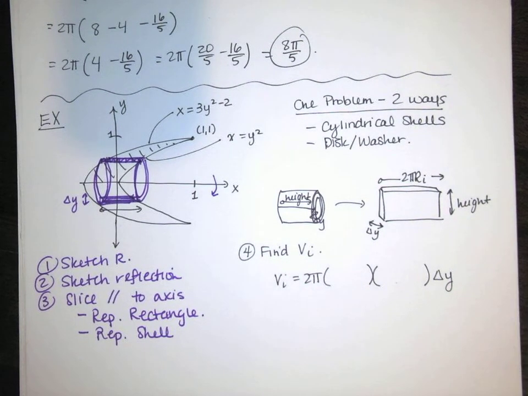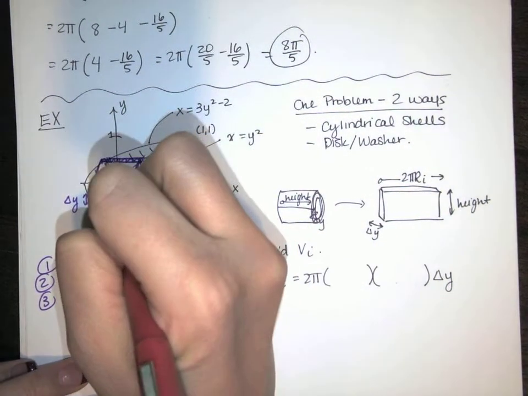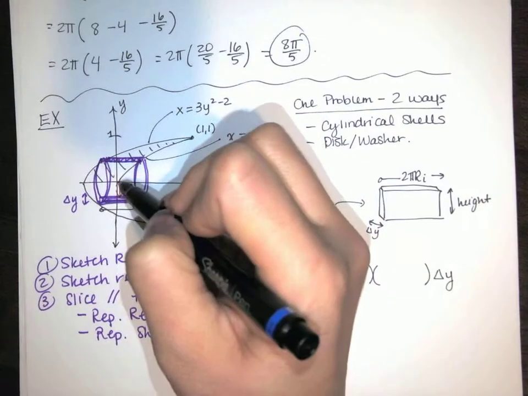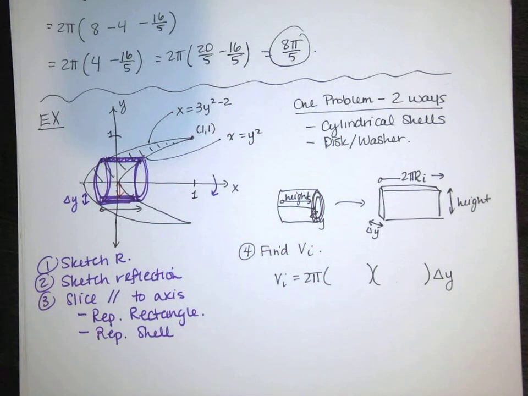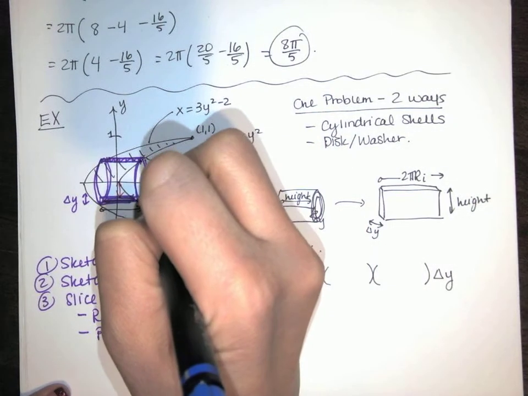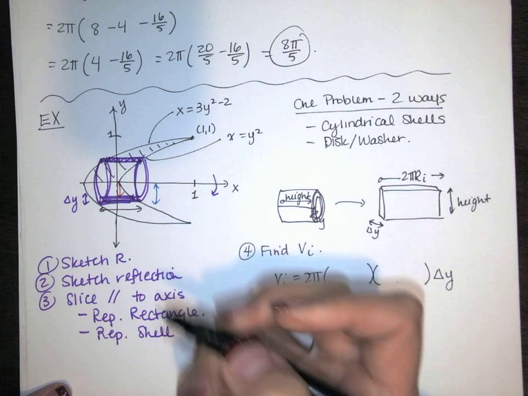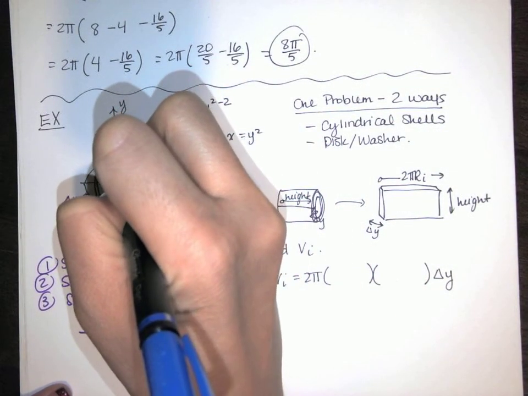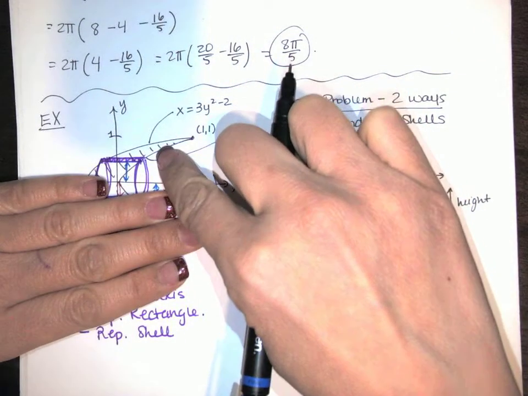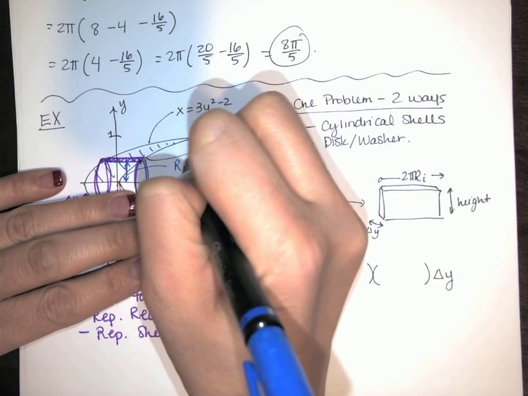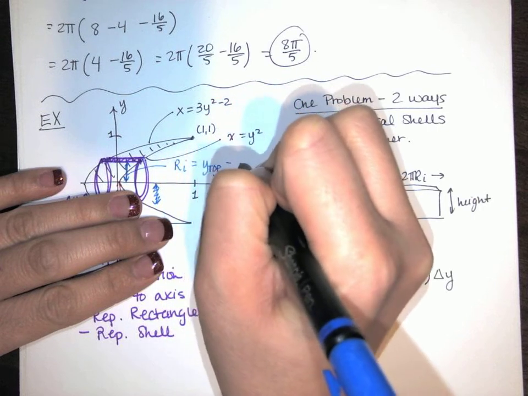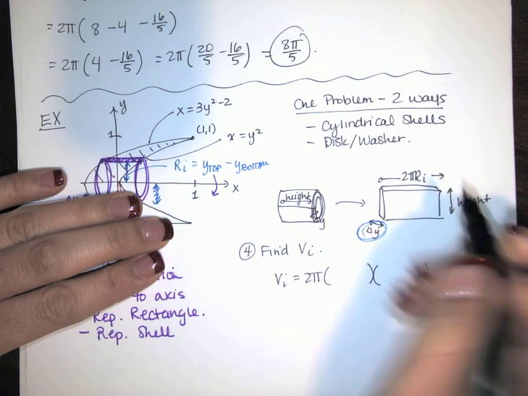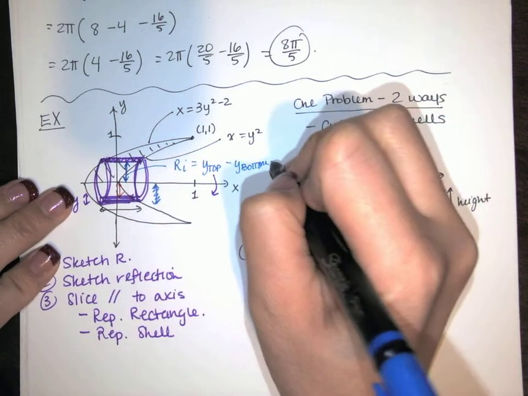Now looking at your picture, the radius is vertical. It's up and down. Careful here. Oh, actually, I'm doing it the wrong way. We always want to go from our axis out to the original region, not the reflection. And my original region is up here. So that radius is the top y value minus the bottom y value in terms of y. So it's just y minus 0, or just y sub i this time.